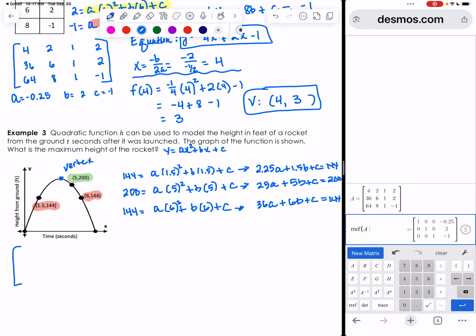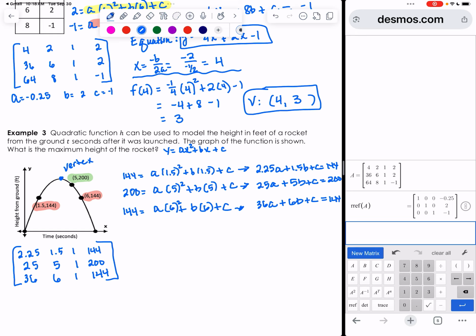So I'm going to come down here and just use my coefficients: 2.25, 1.5, 1, and that's equal to 144. The next one, we have 25, 5, 1, and 200. And then our last one, we have 36, 6, 1, and 144. All right, so there's my matrix.